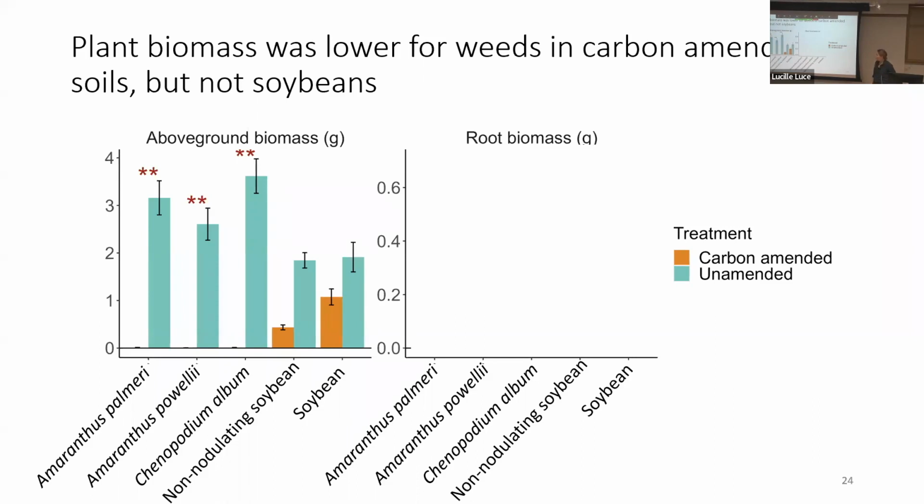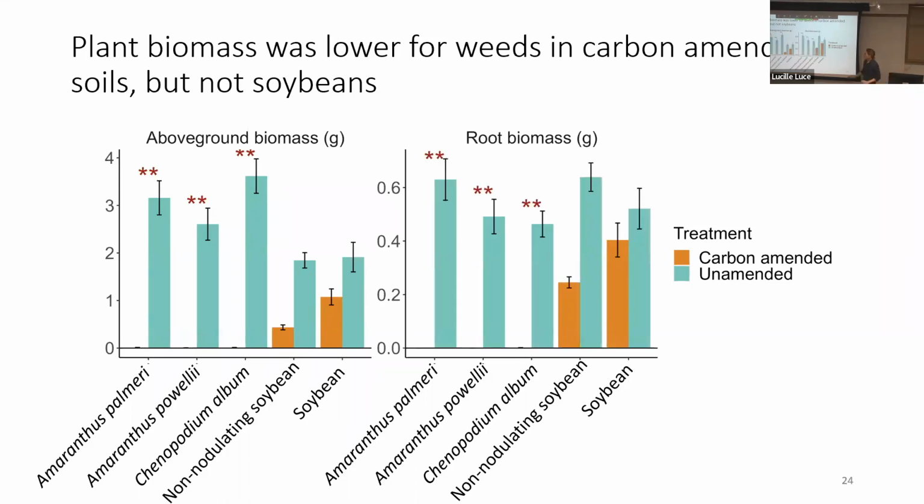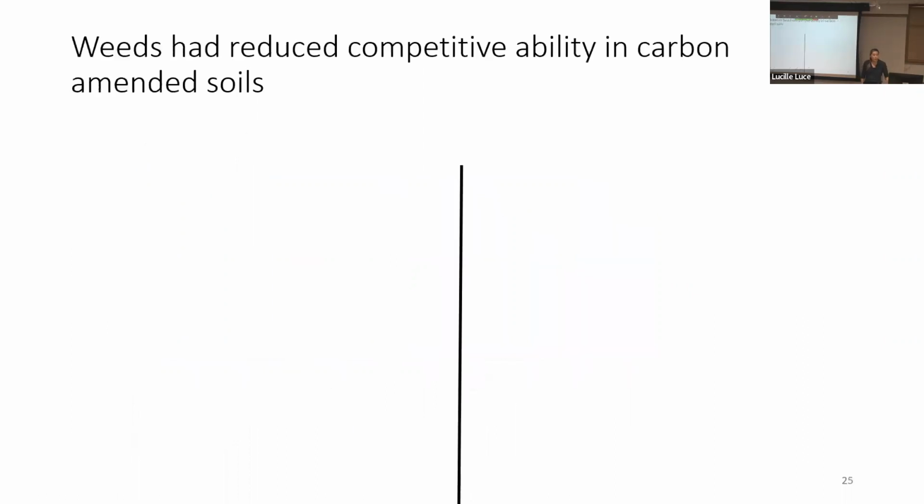And then for our root biomass, we see the exact same trend, where we have significant reductions in root biomass for our 3 weed species, but we don't see a significant reduction in our soybean varieties. So that's cool that they are responding differently to the same soil amendment treatment. But we also wanted to look at competitive ability. It can actually be a little bit difficult to measure competitive ability of different plant species. So we came up with a competitive advantage index.